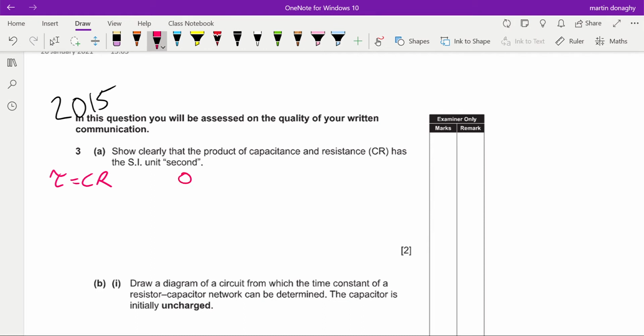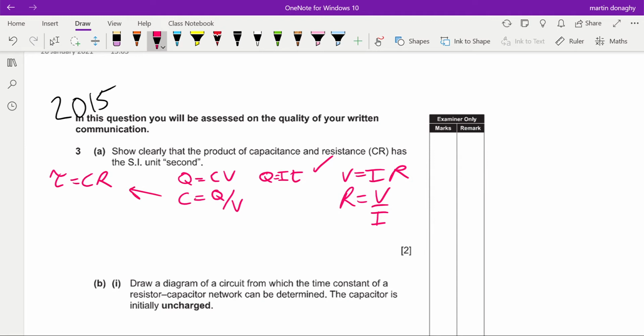And the equations we start with are Q equals CV, Q equals IT. So there's one mark for getting both of them. And then also V equals IR. Okay, so we can rearrange this equation to give us C equals Q over V, and we can rearrange this equation to give us R equals V divided by I.